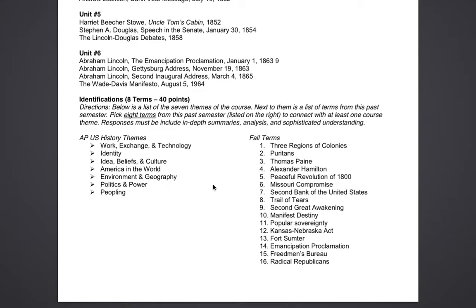The Peaceful Revolution of 1800 refers to the peaceful transfer of power without violence for the first time in American history, but not the last time, of one political power switching over to another.